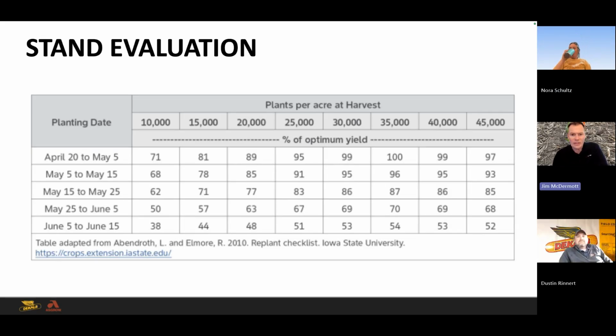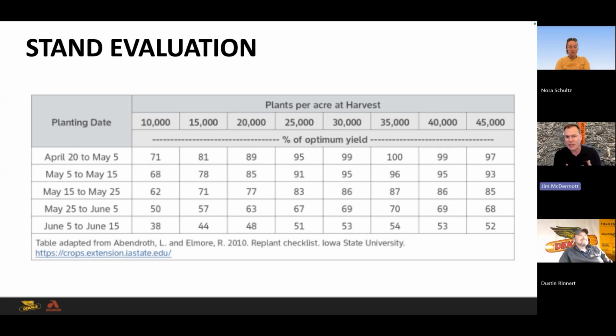Yeah, and Dustin hit on the key point. We are able to make some stand counts with the GDUs that we've had toward the earlier side. So you look at April 20th through May 5th, and let's say we do end up with a 25,000 stand, 95% yield potential. Well, if we're able to catch that early enough and replant in that May 5th through the 15th window, we could go get a full stand and be money ahead. Plus, it's probably going to be a lot more even.